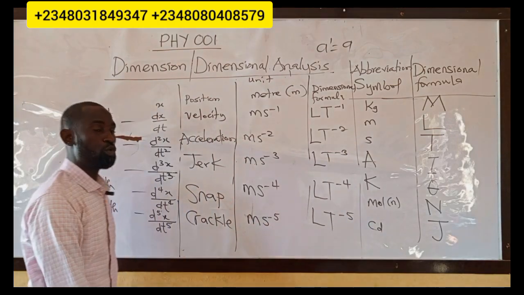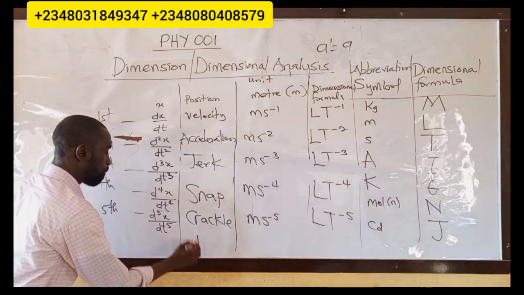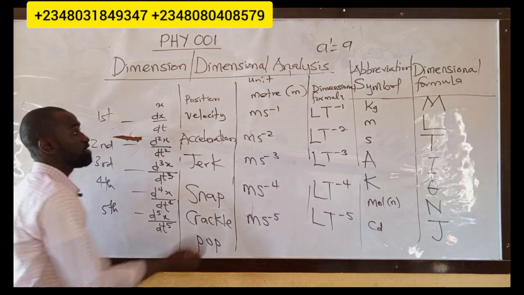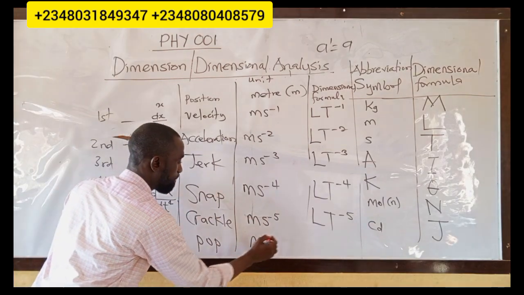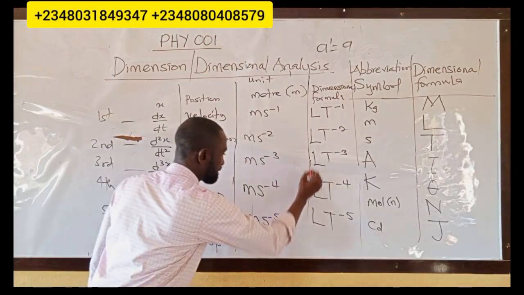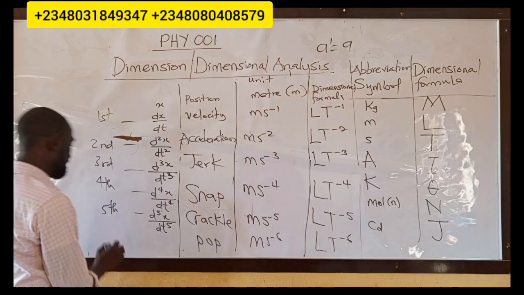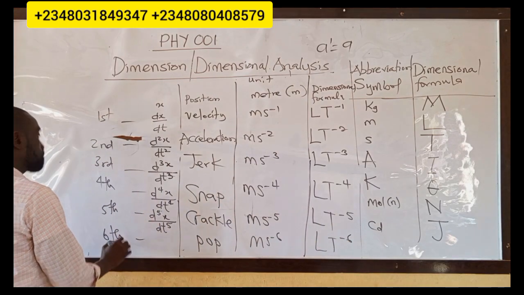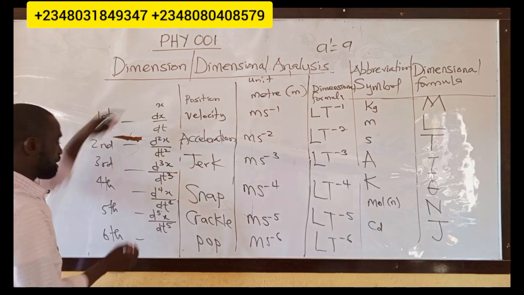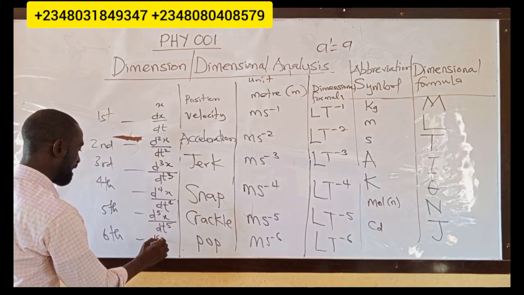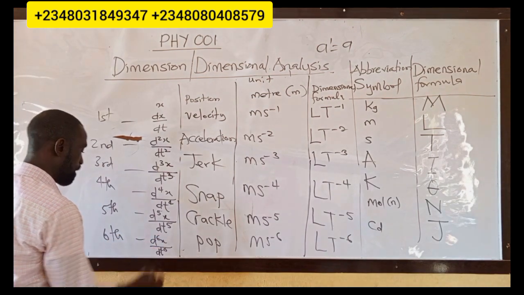Sorry. And the last one is what we call pop. What's the unit? L raised to power minus 6. And what's the dimensional interpretation? We have L t raised to power minus 6. So this is the sixth derivative of position. Okay? So we have the 6x all over the t raised to power 6.